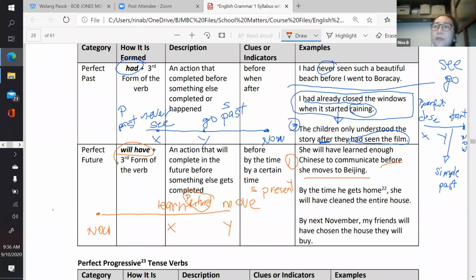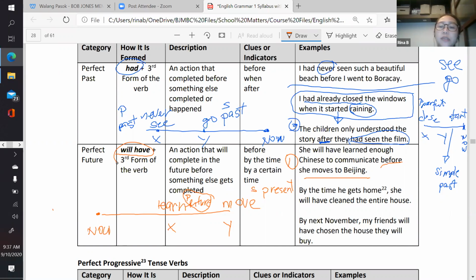Perfect future, will have chosen. Yeah, still the third form. So again, it's only the auxiliary that will change depending on the timing. Is it past, present, or future? So you only have to worry about the tense of the auxiliary verb. Yeah? Okay, so she will have learned enough Chinese before she moves to Beijing. Okay?